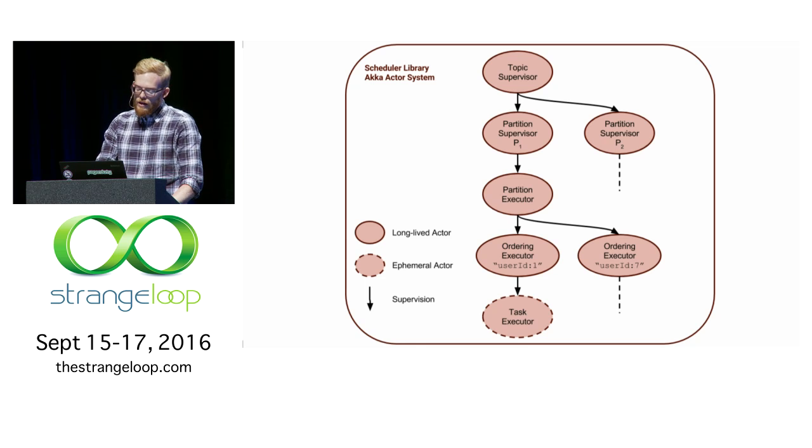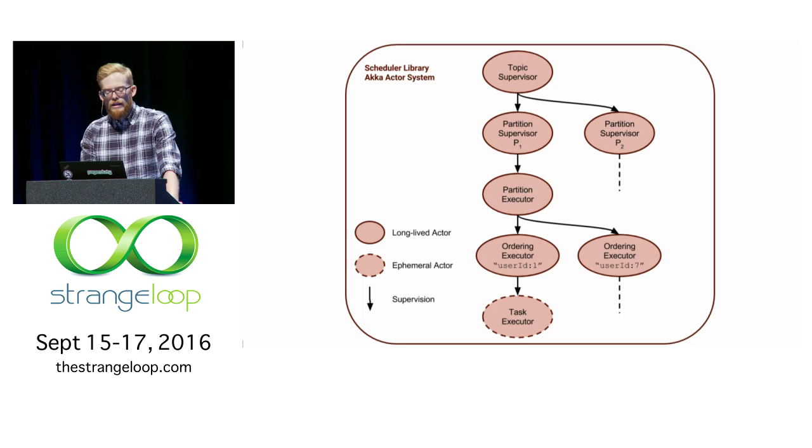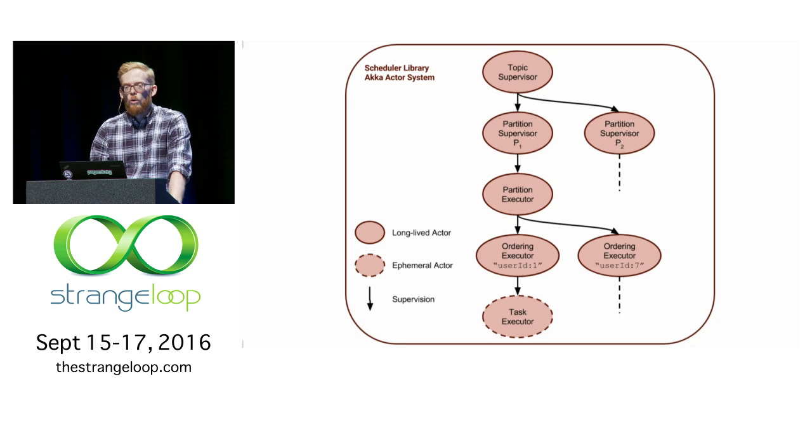The ordering executor has a queue of tasks to execute. It will take the task from the head of the queue and create a task executor for it. Now, a task executor is actually a short-lived actor. It's not going to create a task executor for the next task in the queue until the first one finishes. The task executor is going to retry the task until it succeeds, or in some cases, if it's dropped by a human, if it's never going to succeed.